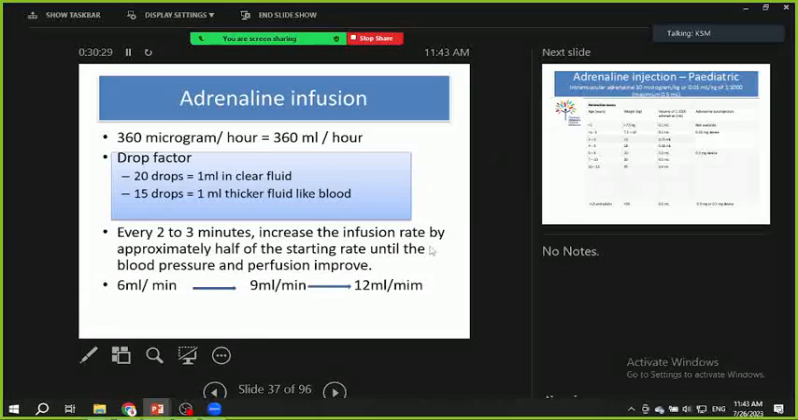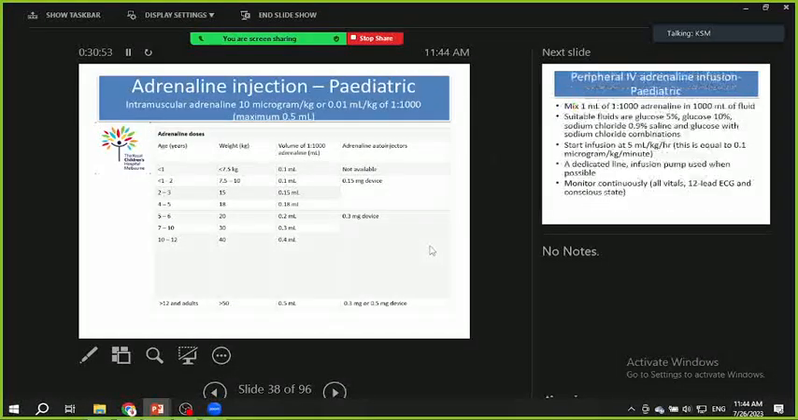So every 2 to 3 minutes, if there is no improvement, you have to increase the infusion rate by approximately half of the starting dose until you get the blood pressure to a satisfactory level. That is, we start with 6 ml per minute, and if there's no response after 2 to 3 minutes, you can go to 9 ml per minute. If it's still not working, you have to go to 12 ml per minute. So this is so simple.